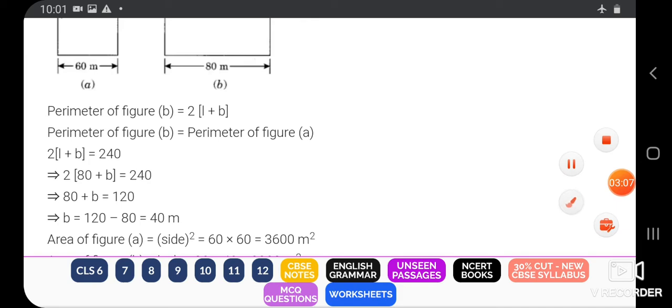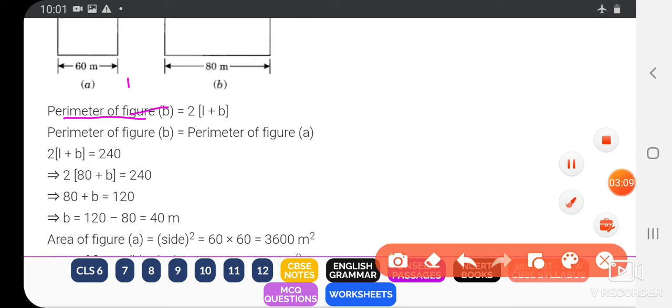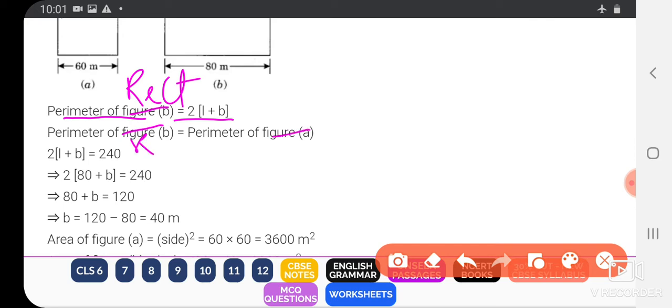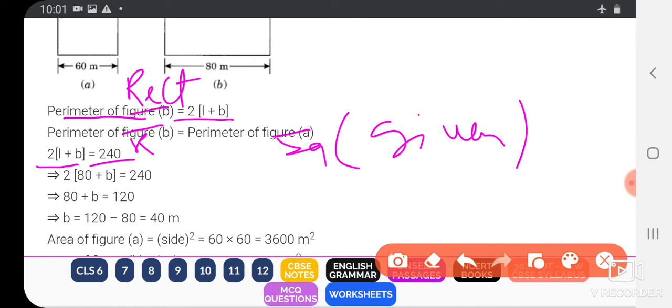The next, we know the perimeter of rectangle as how much? 2(L plus B). The perimeter of figure 2, in place of figure 2 you write rectangle, equals 2(L plus B), that is length plus breadth. But the perimeter of rectangle is equal to the perimeter of square, that is given in the question. We have found the perimeter of square as 240, so I can write 2(L plus B) equals 240.